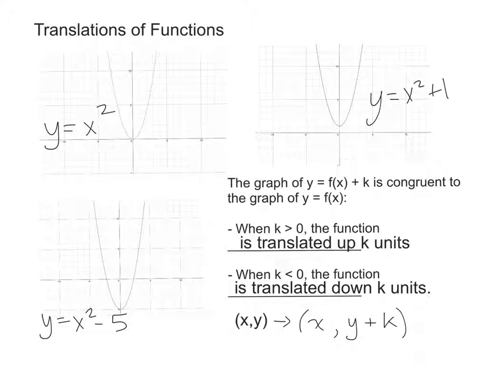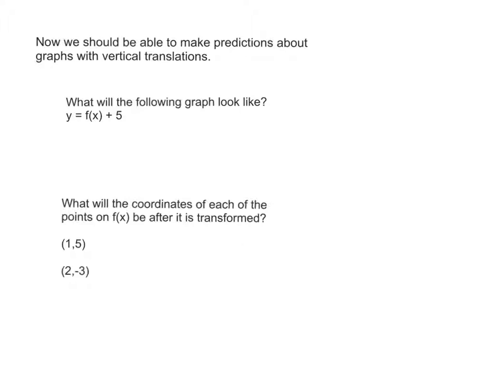To go from x squared to x squared plus 1, keep all the x values the same, but add 1 to all the y values. To go from x squared to x squared minus 5, keep the x values the same, but add negative 5 to all the y values. So now we should be able to make predictions about graphs with vertical translations.